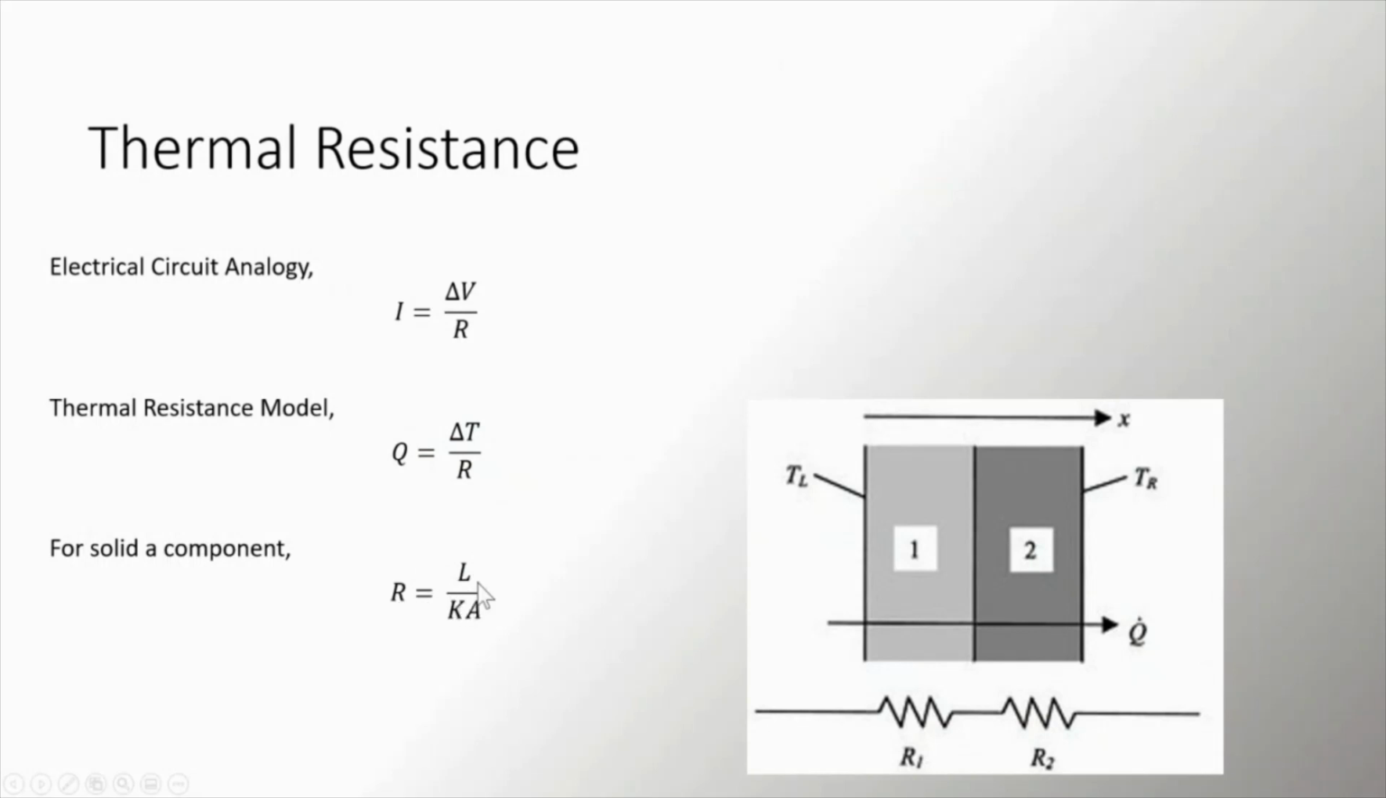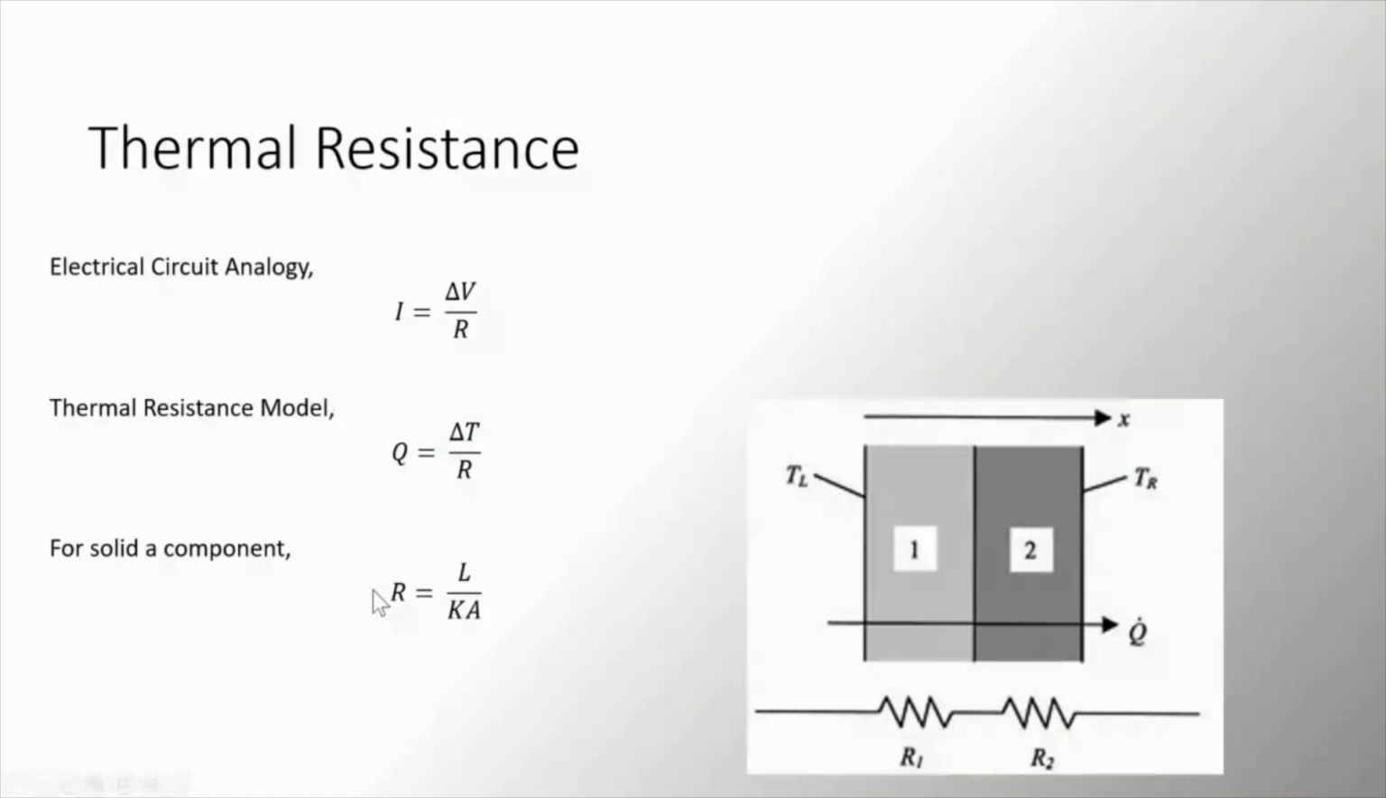Your resistance: the higher your length is, the more resistance you see. It's common sense. The higher your area is, the less resistance you see. Also, it's the same thing, right? The Fourier equation: the higher your conduction capability is, the lower your resistance is.